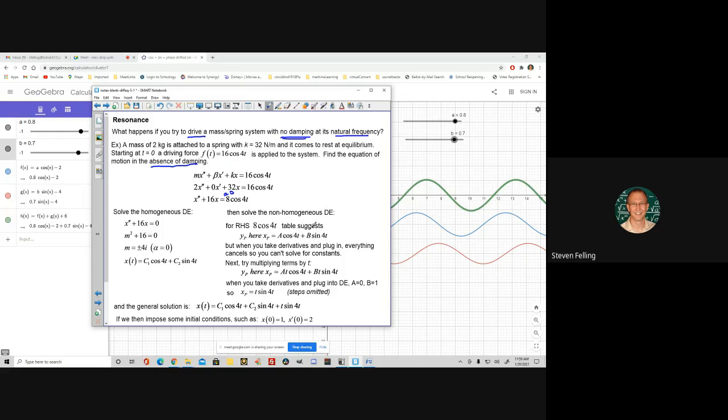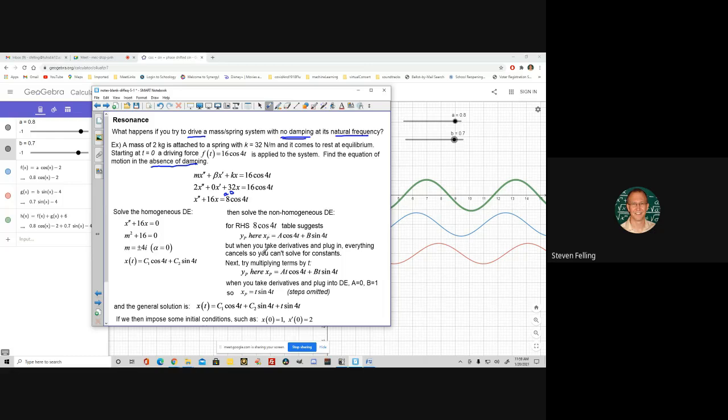We could use the undetermined coefficients, look it up in a table method, right? And if you looked up the right-hand side, something times cosine of 4t, it suggests that the particular solution would be a constant times cosine of 4t plus a different constant times sine of 4t.